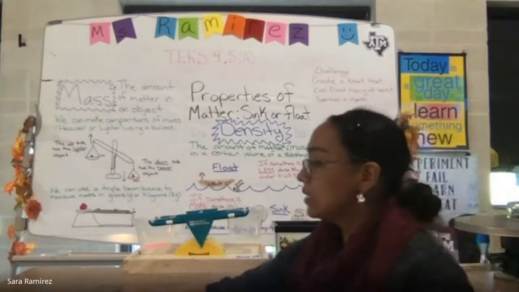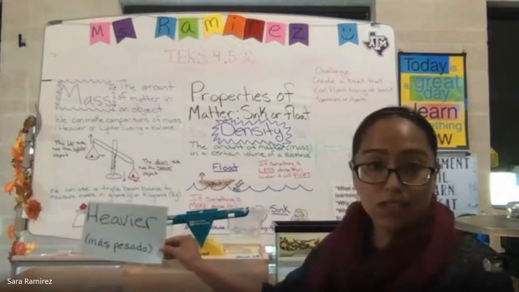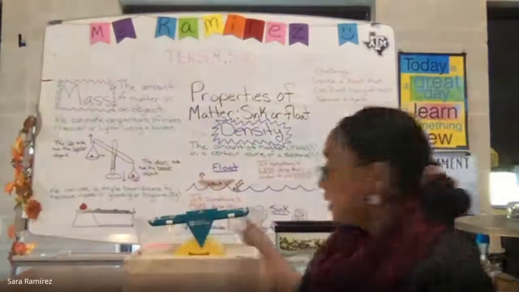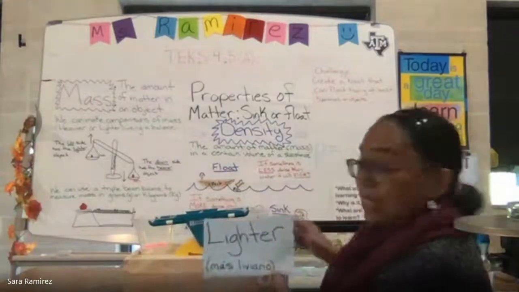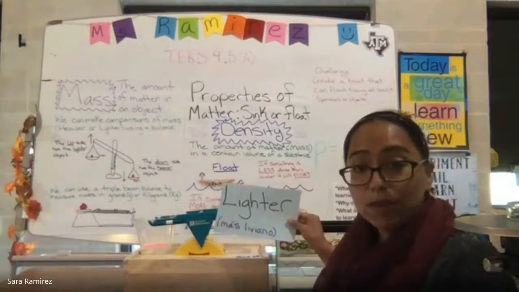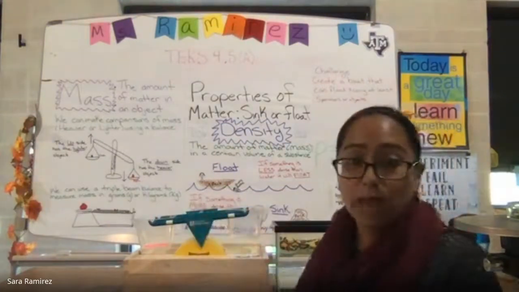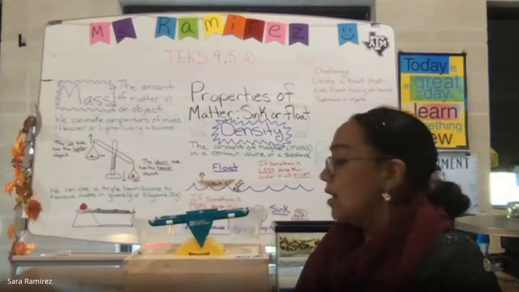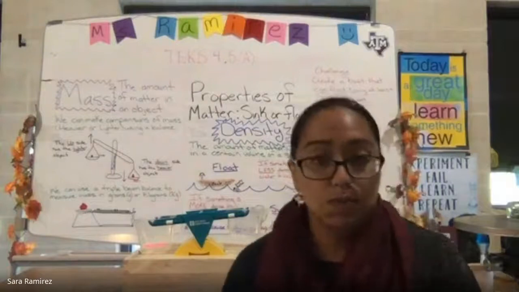So what this tells us is the side that goes down is actually the heavier side. The bead went up. So the side that goes up, or the side that is higher, is actually the lighter side. So when we compare the masses of these two objects, we know that the candle has more mass than our bead.